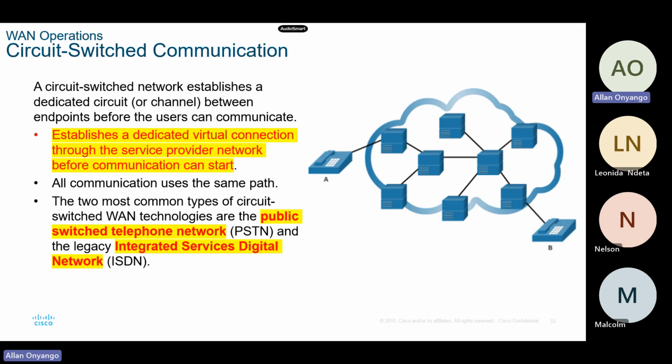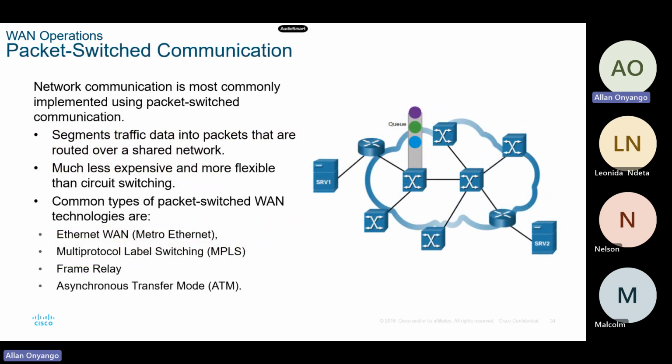Then apart from circuit switched communication, we do have the packet switched communication. This is the one we have been talking about for some time now. Remember when we talked about packets in CCNA1? So data is always segmented into packets which are routed over a shared network, okay? And packet communication is less expensive and normally more flexible than circuit switching, okay? And common types of packet switched WAN technologies include the Ethernet WAN, which we will be learning different names of. We have the MPLS, the multi-protocol label switching.